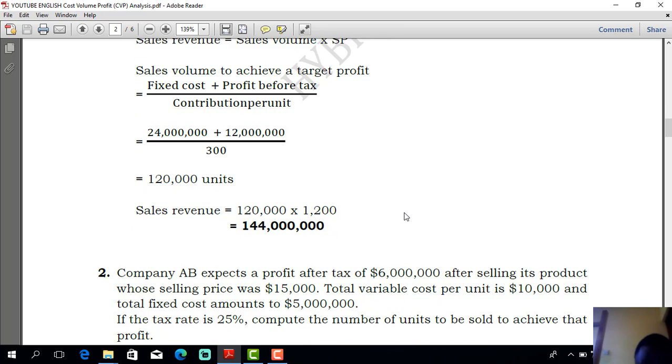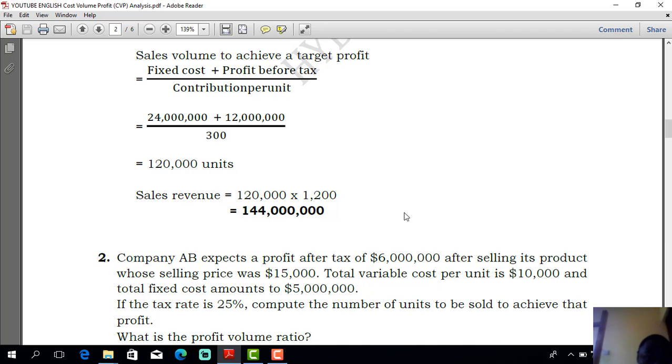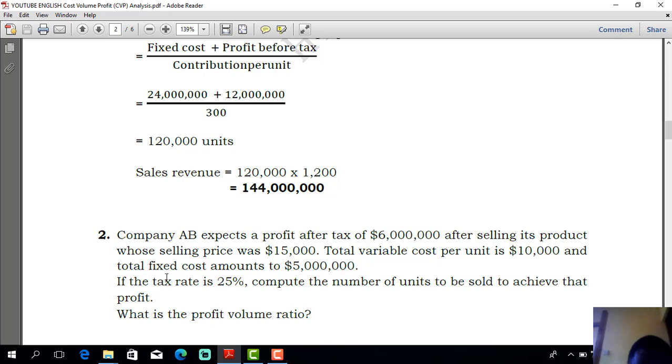So for other questions, sometimes you might be given a cost volume profit analysis that involves tax rate, like this one. So you also have to check this example to learn more.